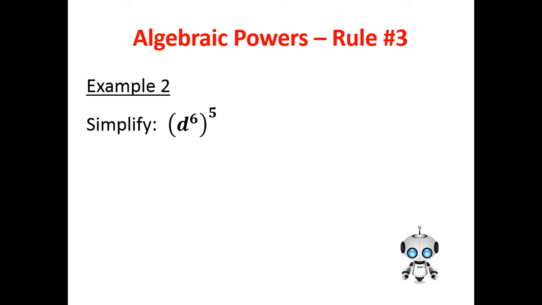Right, example 2. Simplify d to the power of 6 all raised to the power of 5. So again, that power of 5 outside the brackets means we're going to take whatever's inside the brackets and multiply by itself once, twice, 3, 4, 5 times.